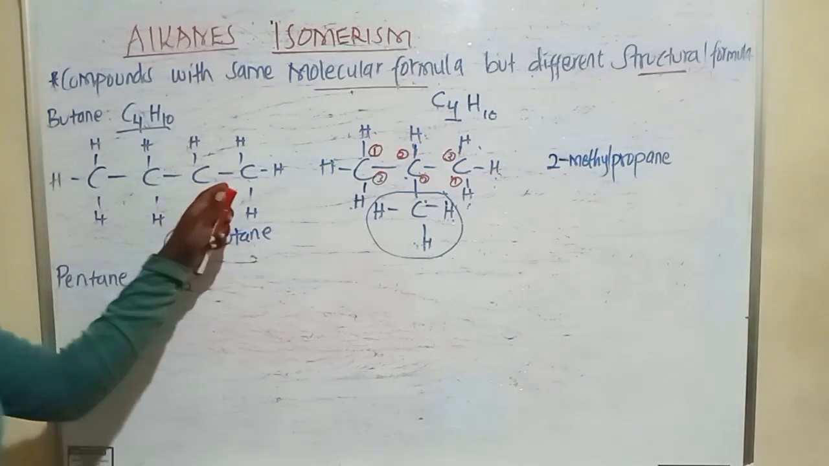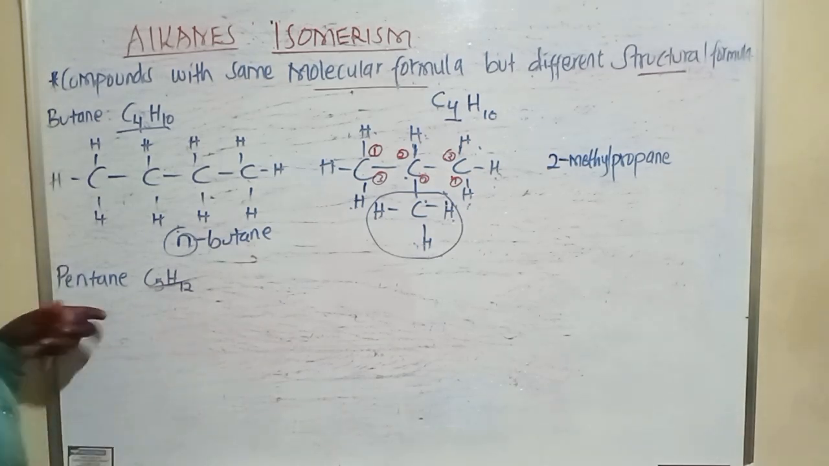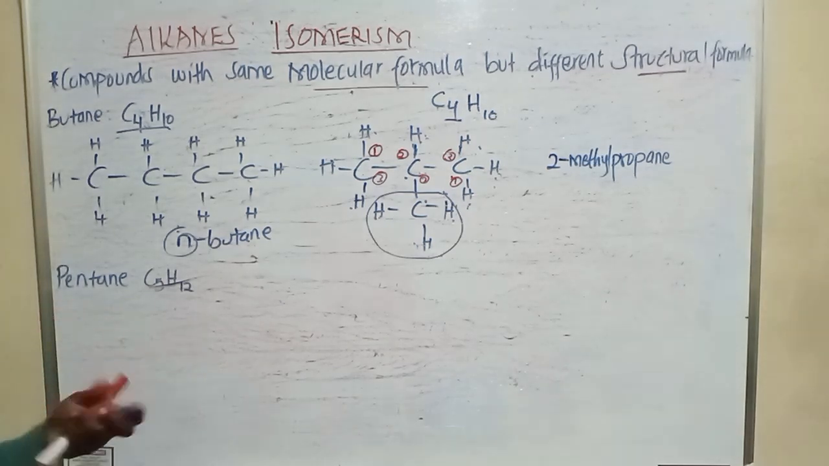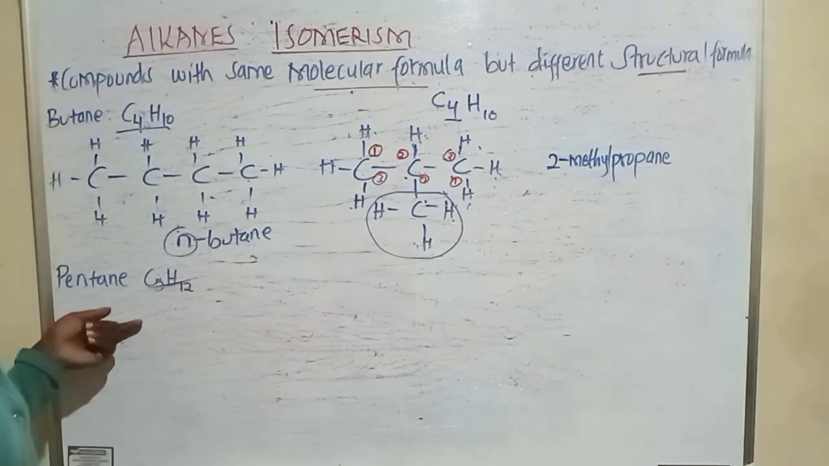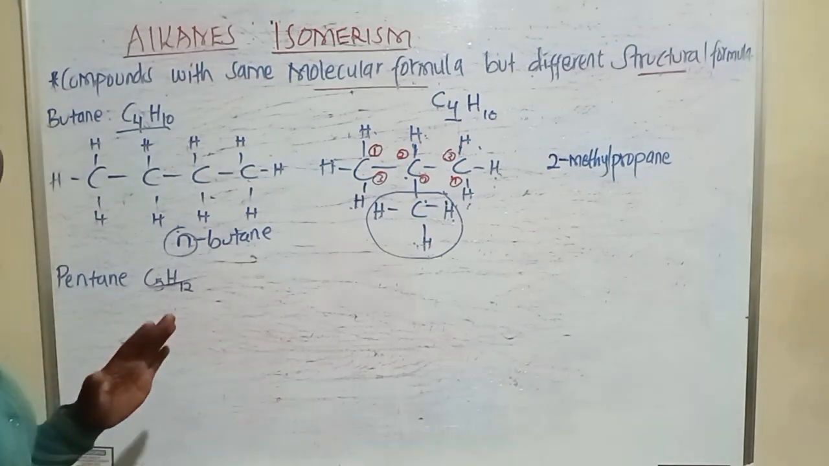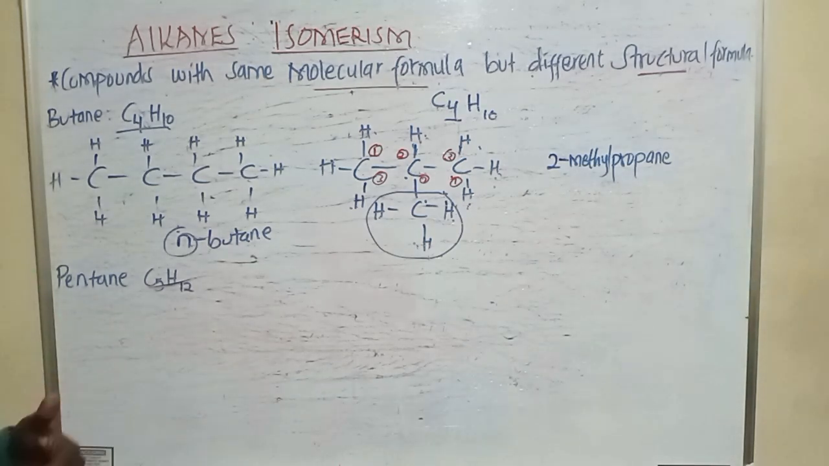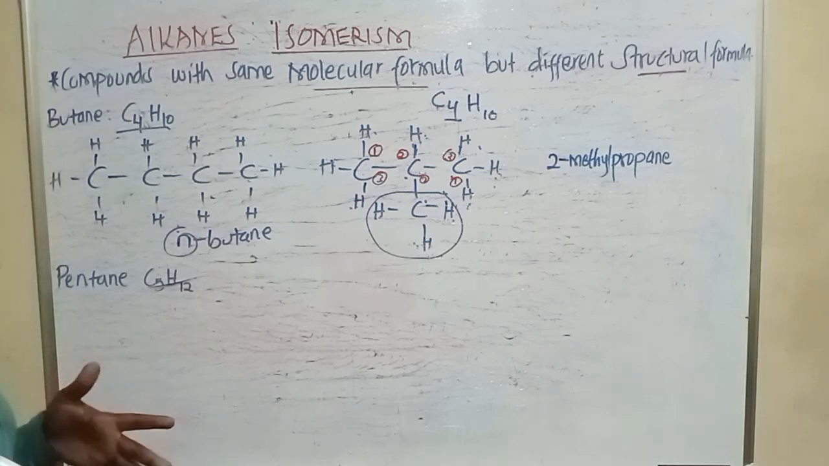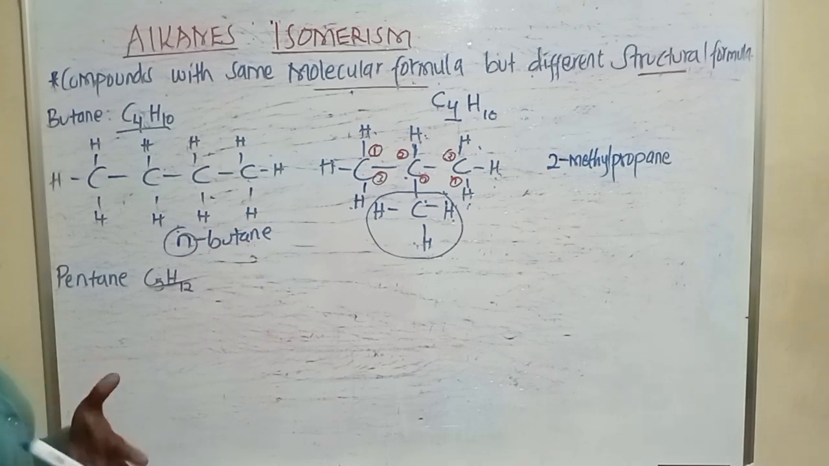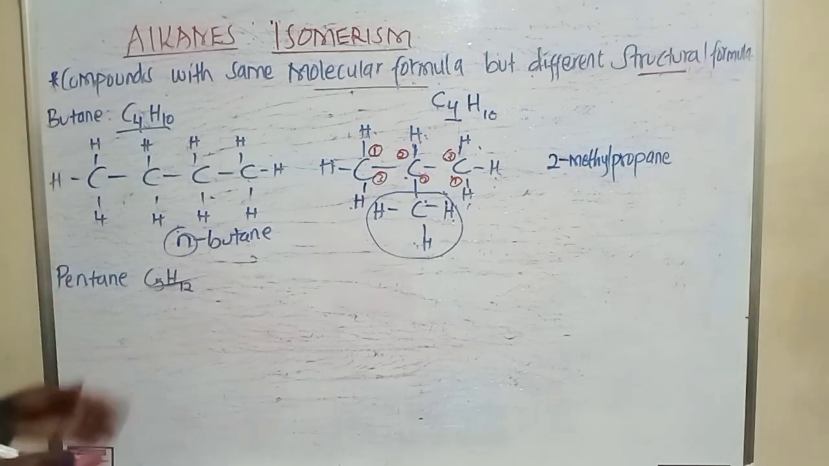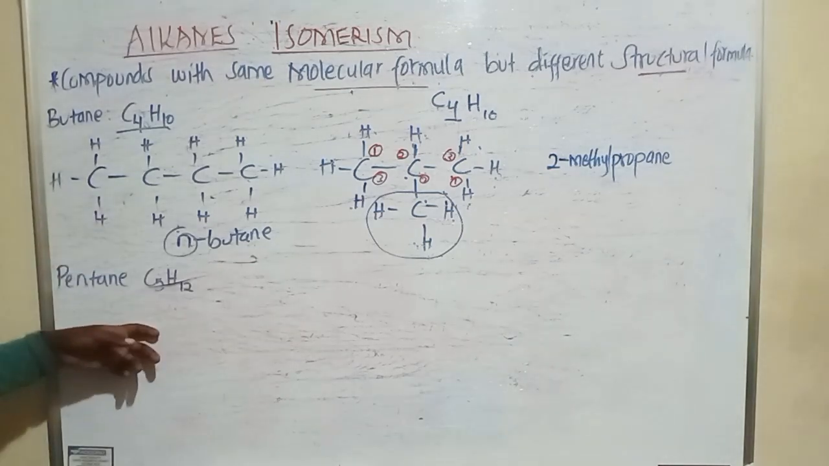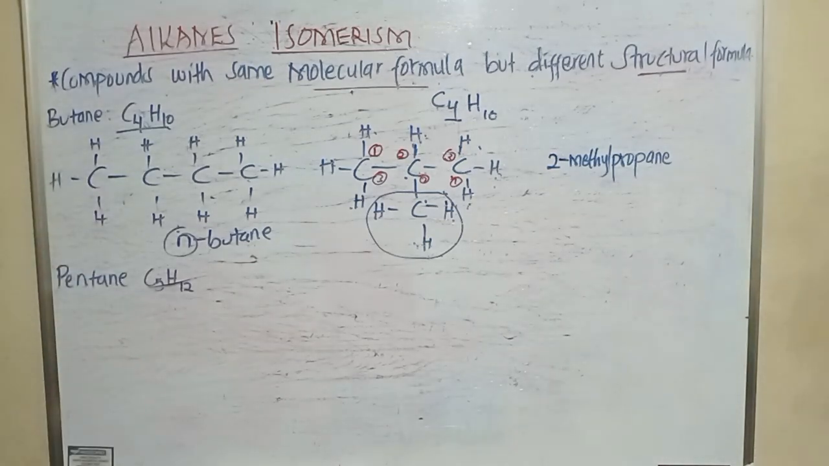So these are the two isomers of butane. Now let us go to pentane. Now we have said isomerism only occurs where you have a possibility of branching in your carbon atoms, and that's why you can see that methane and ethane as well as propane do not exhibit what? Isomerism.